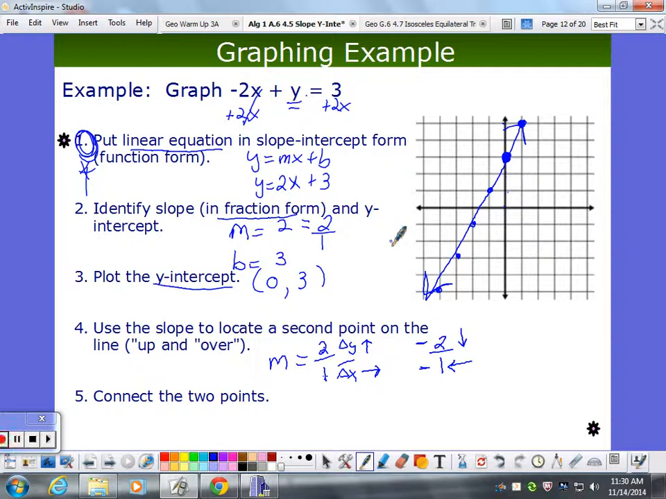Okay? So we're taking advantage of understanding this ratio, and that's why I want it to be a fraction. That's why I don't want you converting it to a decimal. That's why I don't want you making it a mixed number. You make it a fraction.